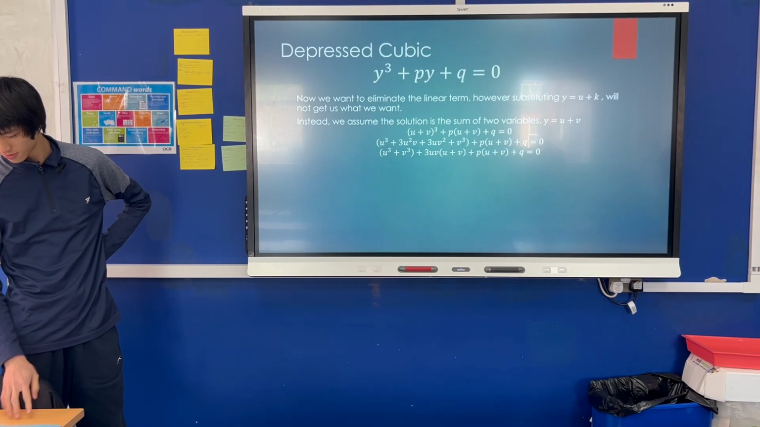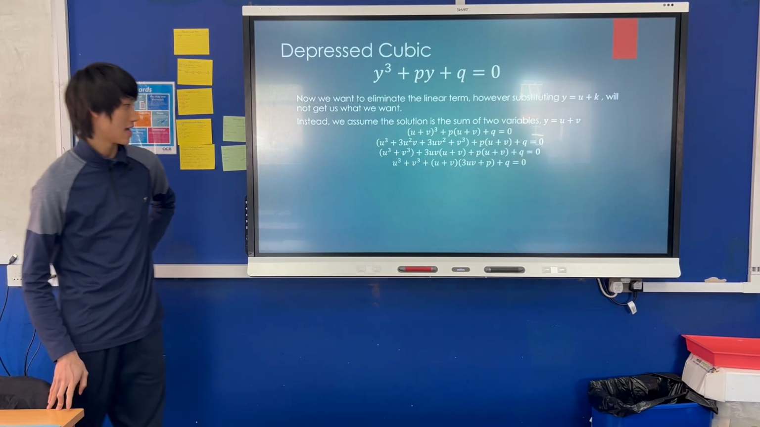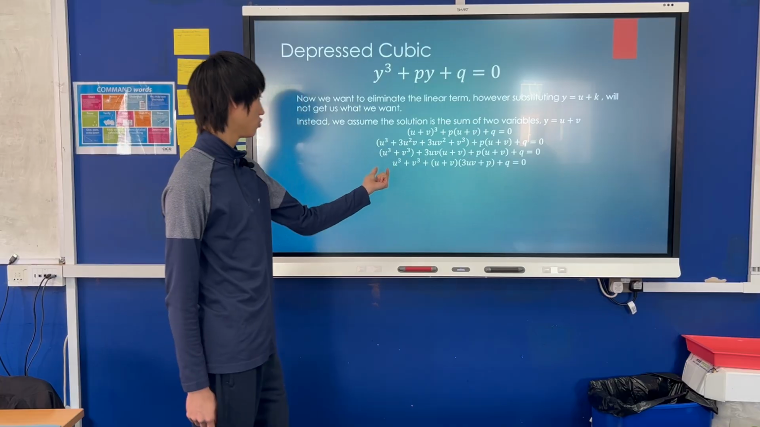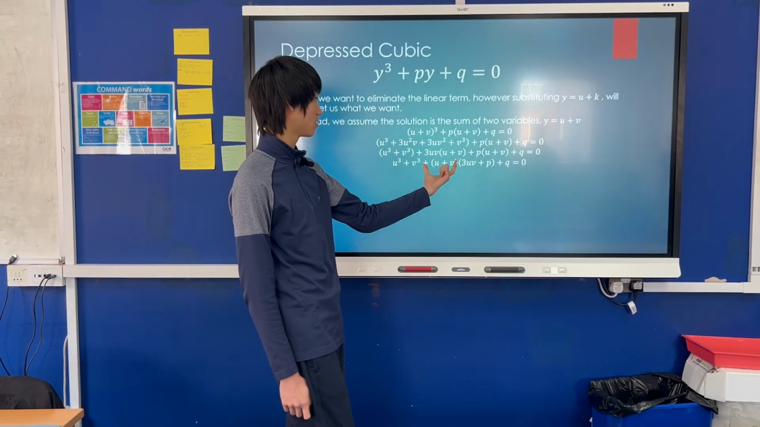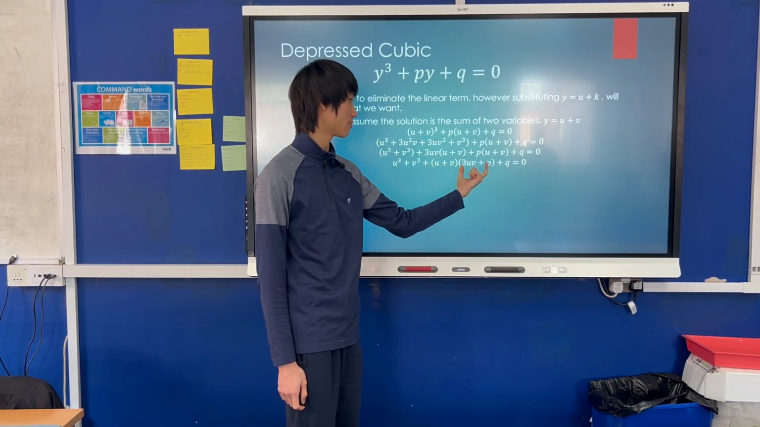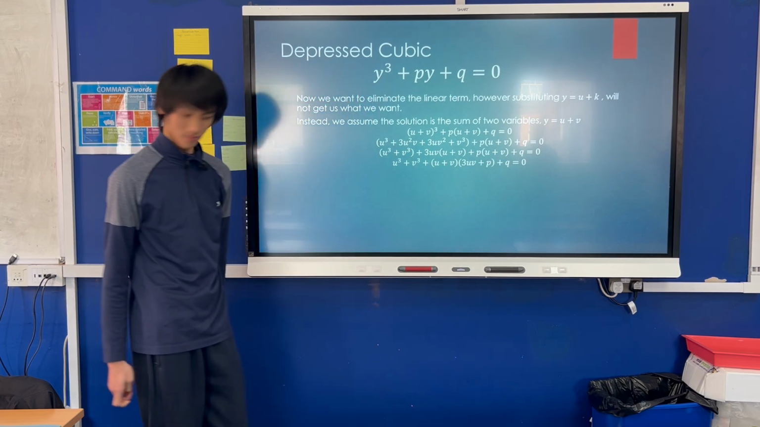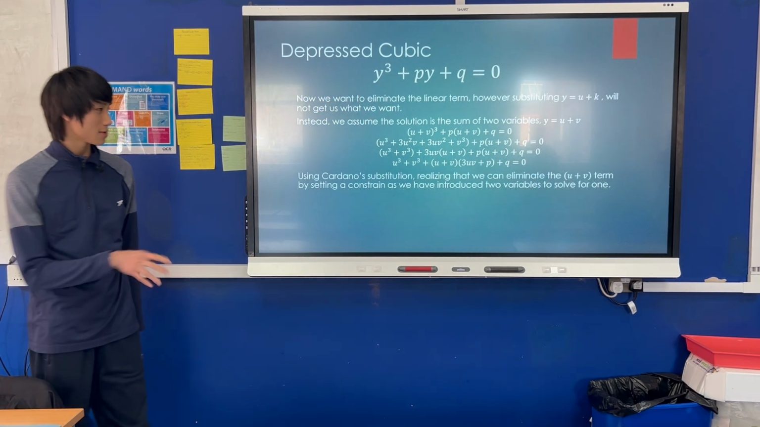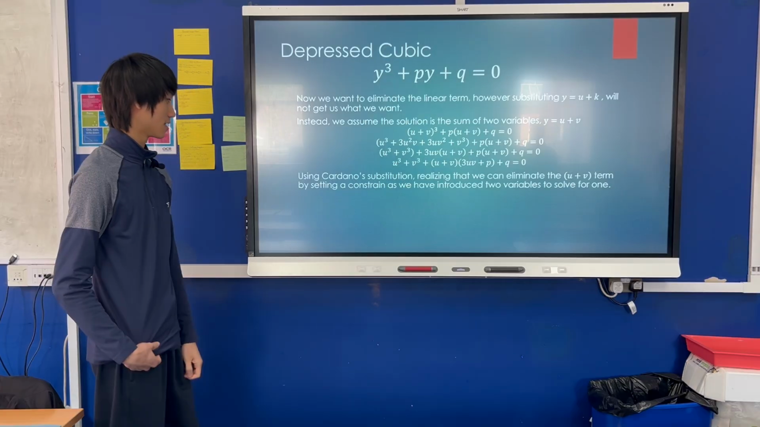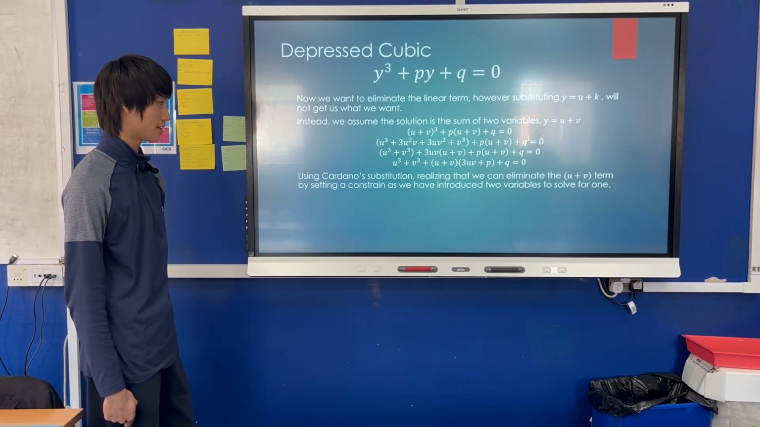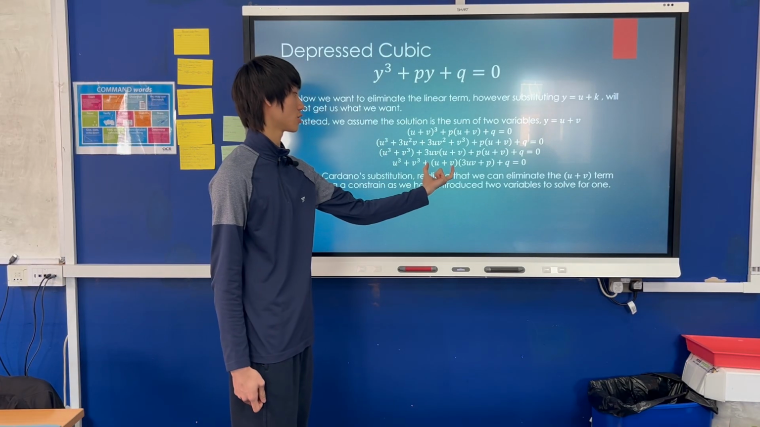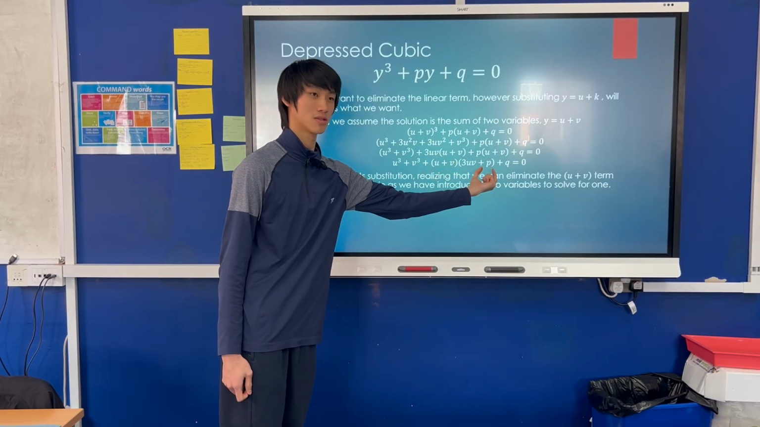We expand that out, and we get this, where we have u cubed plus v cubed plus u plus v times 3uv plus p, plus q, equals 0. And this part is the hardest part. This is what Cardano did, and he realized that we could eliminate this term if we set this equal to that.